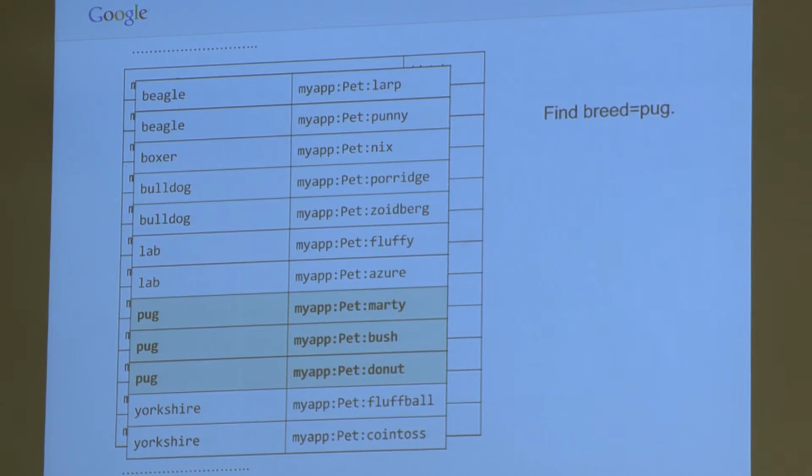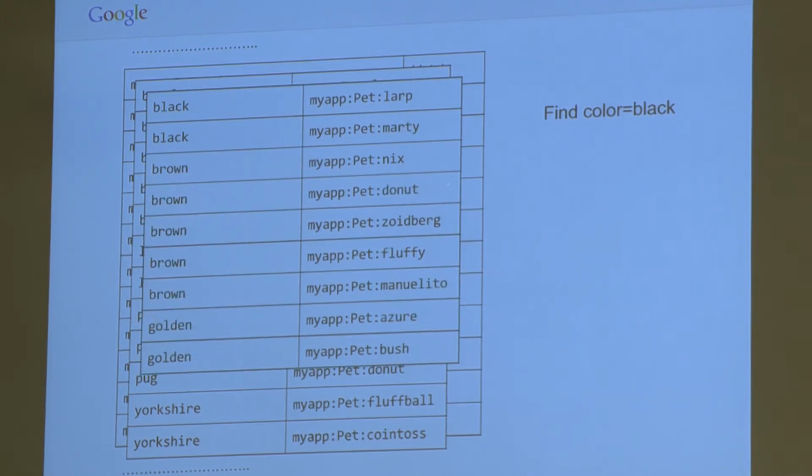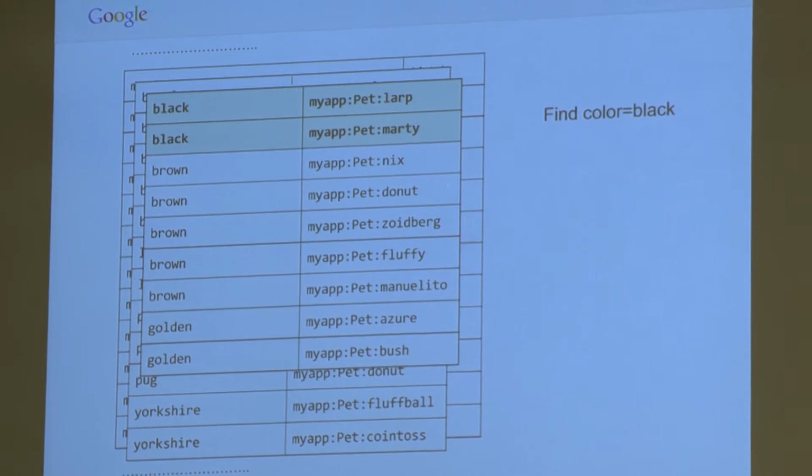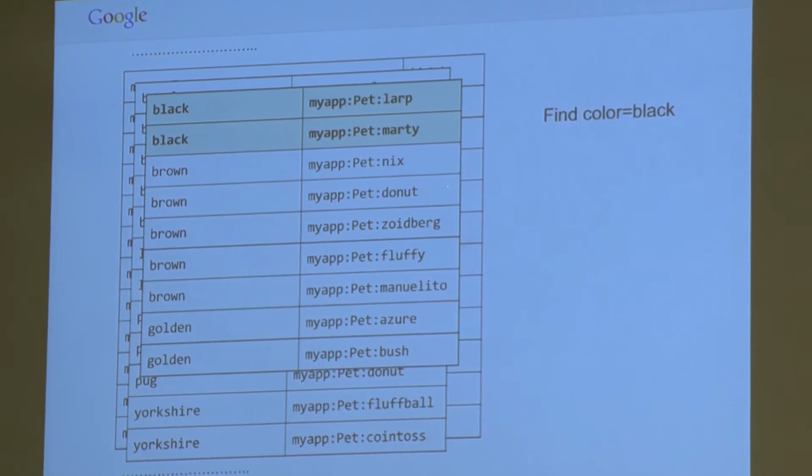What if I'm looking for pets that are black? Their fur is black. How would I do that? Well, we come up with another list just like this, but it's sorted by the color of the pet. OK, easy enough to understand. We can just find the black ones really quickly. Great. OK, new challenge.